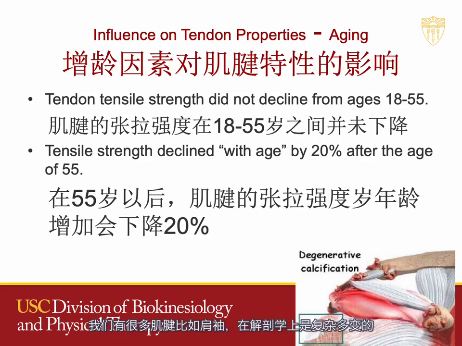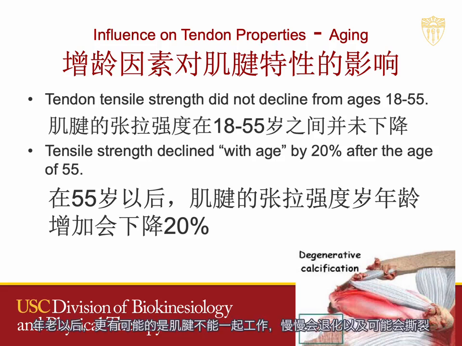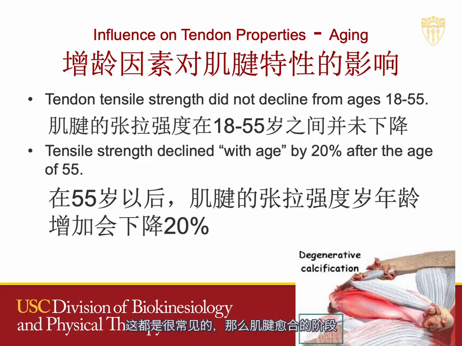We have so many tendons. That rotator cuff is kind of a crazy anatomical beast. We know that there's a lot going on in the shoulder. And so, it's much more likely that the tendons are not going to work together as well as we get older. And so you're going to get degeneration and possibly tendon tears as we get older. It's pretty common.